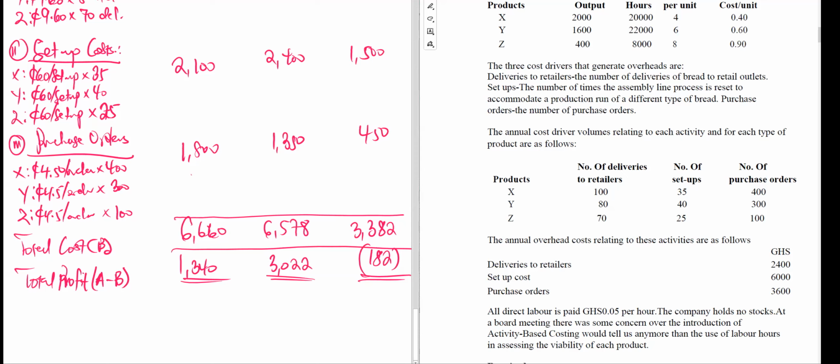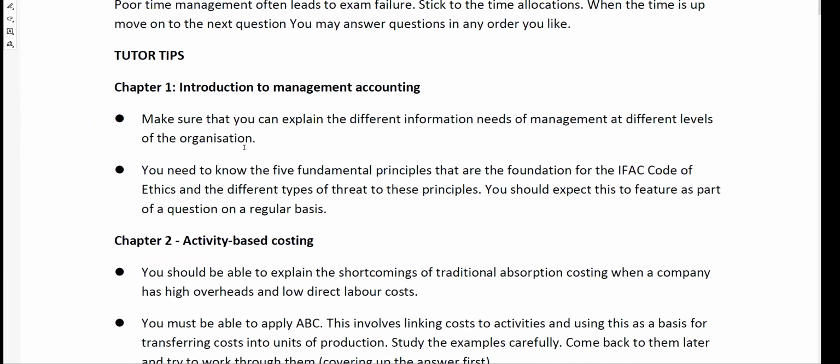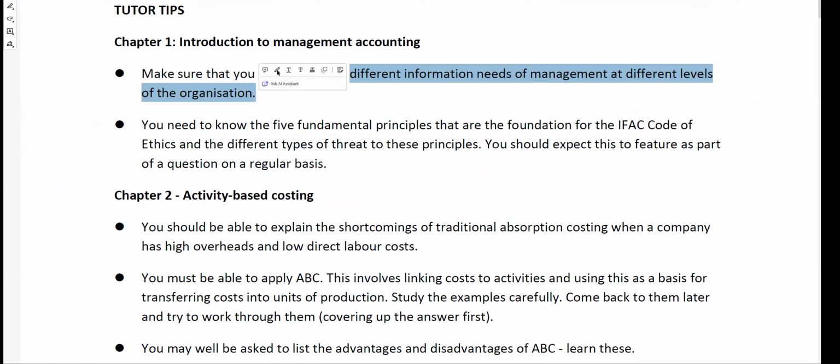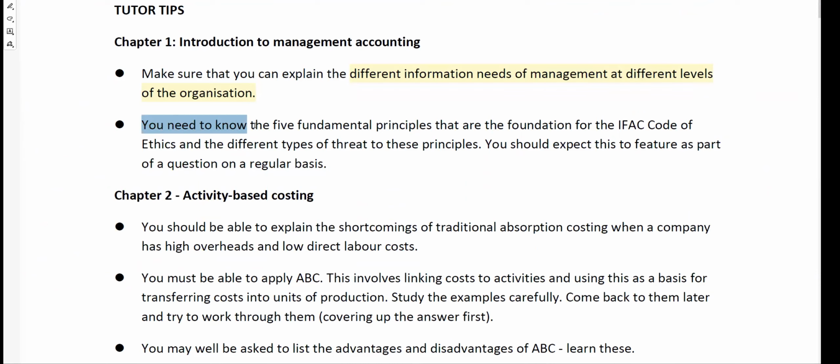So as I'm here, let's just walk through the examiner's tips he's giving you for this diet and any diet in this syllabus. Let me ask you if you know this. If you know, you just give me a yes. If you don't, you say no. Introduction to management accounting. Make sure that you can explain the different information needs of management at different levels of the organization. Can you do this? Yes, sir. Okay. You need to know the 5 fundamental principles that are foundational for the IFAC Code of Ethics and the different types of threats to these principles. This may feature as part of every question or some questions. Yes or no? We've done that, right?